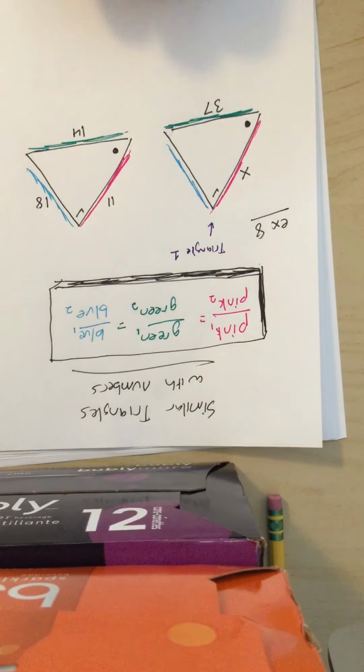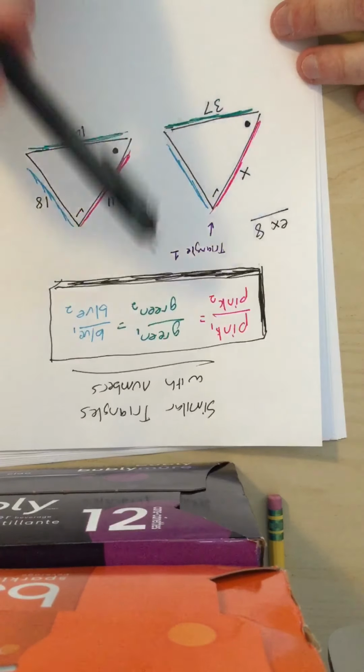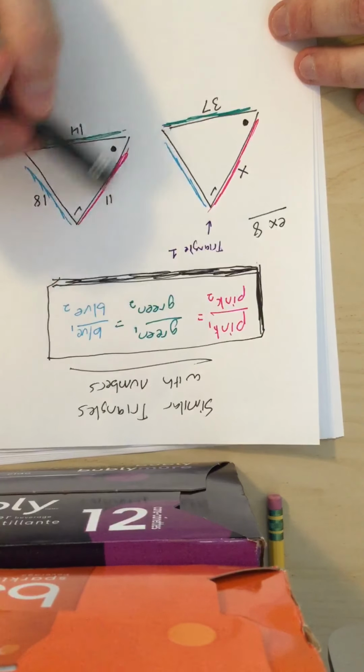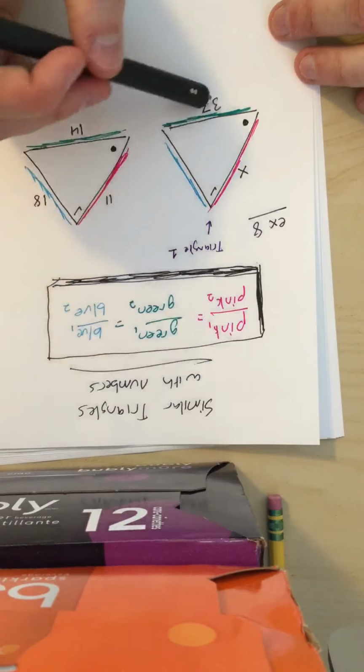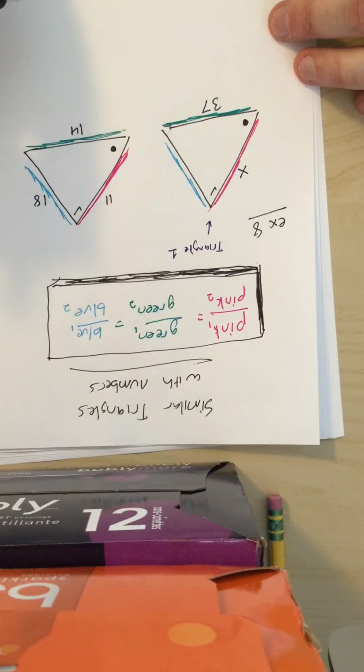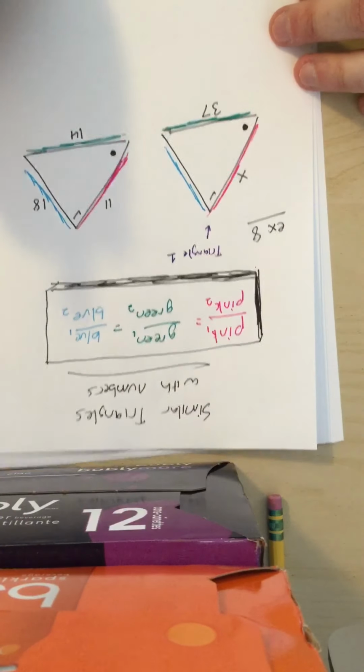So then we're going to use that handy dandy formula. Pink 1 means the length of the pink in triangle 1. Pink 2 is the length of pink in triangle 2. Green 1 is the length of green in triangle 1. Green 2 is the length of green in triangle 2. And then blue 1, blue 2.